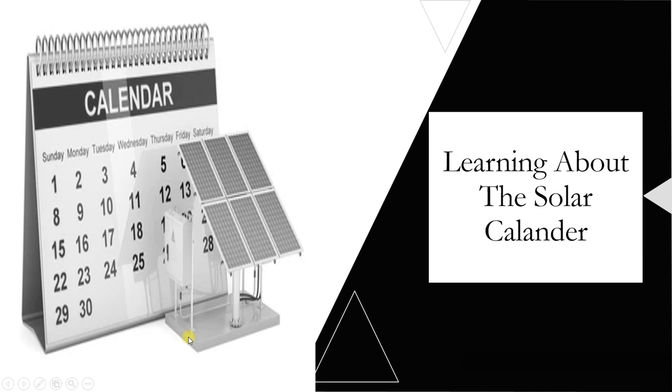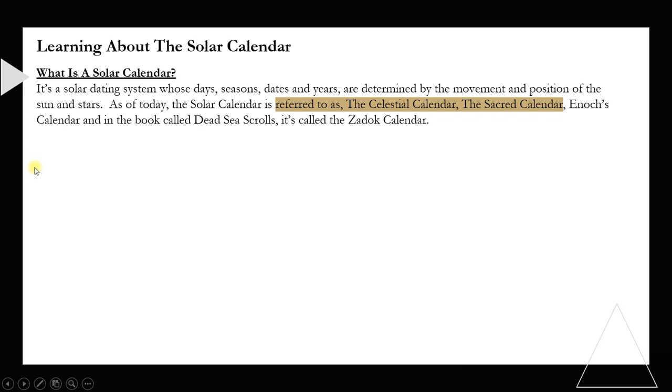So I want to talk to you about the solar calendar and highlight what a solar calendar is because some people have never heard of it. So what is a solar calendar? It's a dating system whose days, the seasons, the dates, the years are determined by the movement and position of the sun and stars. As of today, the solar calendar is referred to as the celestial calendar, sacred calendar, Enoch's calendar, and in the book called Dead Sea Scrolls, it's called the Zadok calendar.